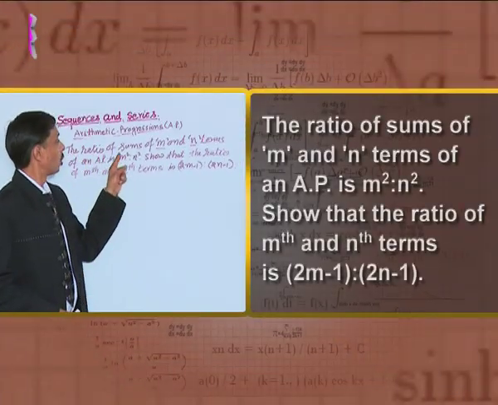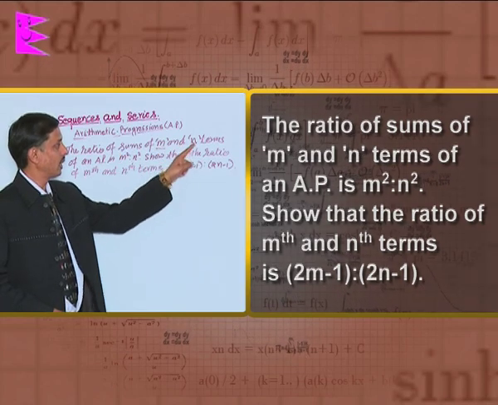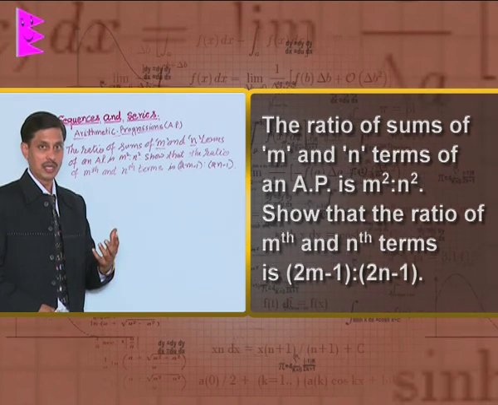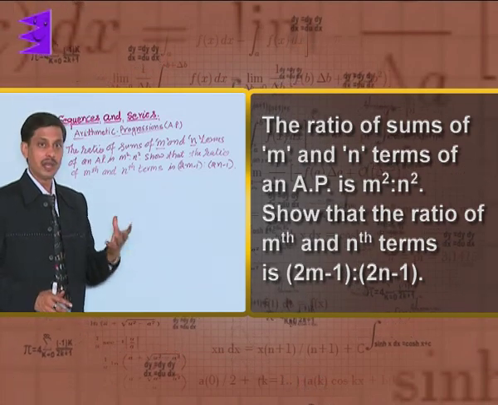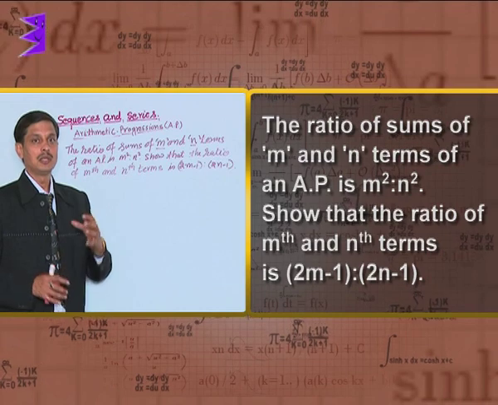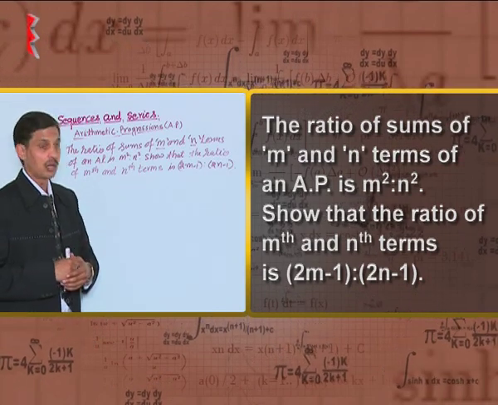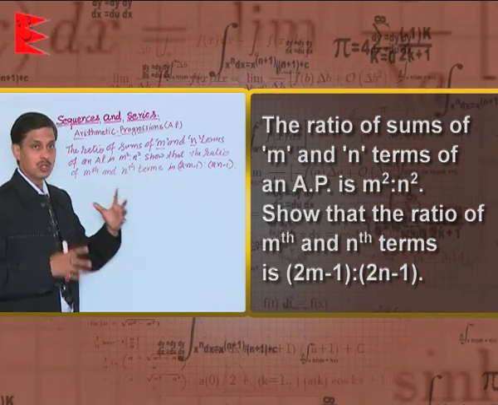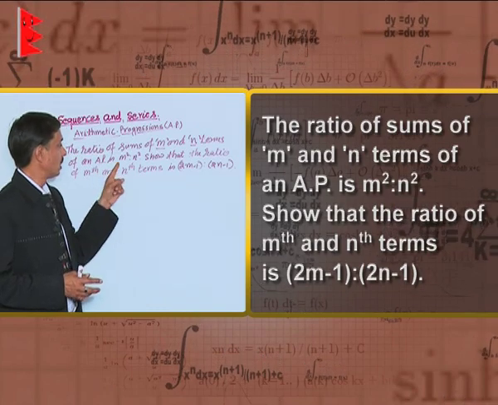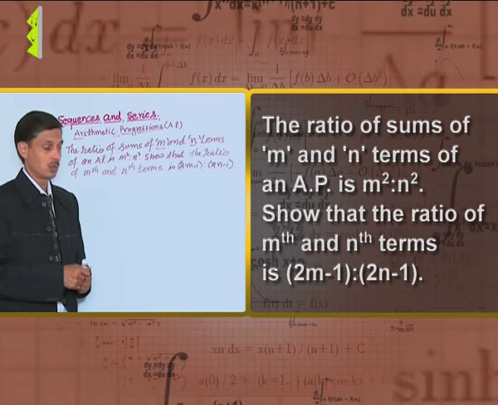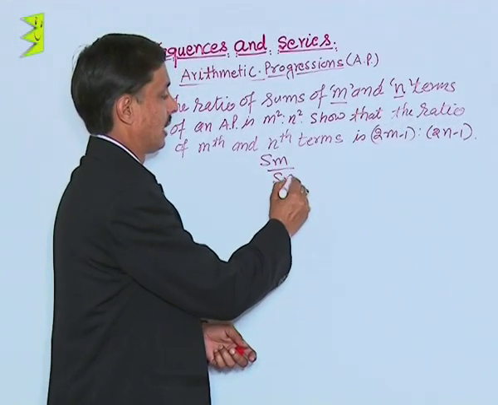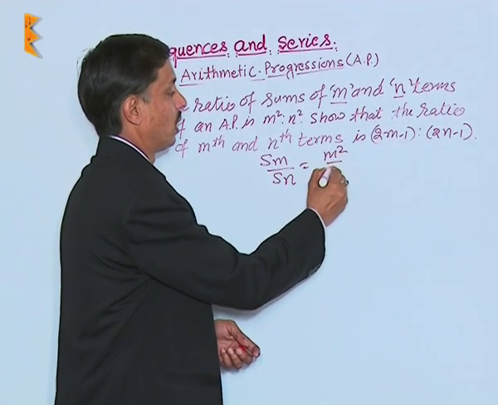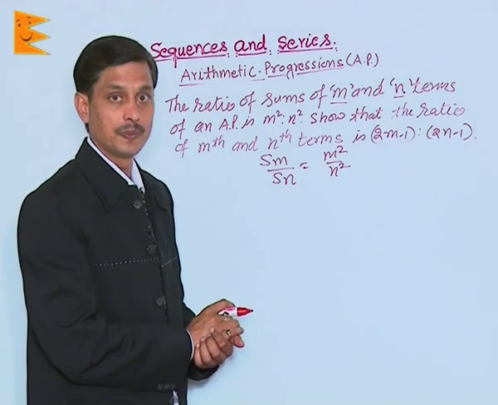Now one more problem based on Sn. The ratio of sums of m and n terms of an AP. We have one AP. First we have obtained the sum of m terms, then we have obtained the sum of n terms. The ratio of these two terms is coming m square is to n square. That is Sm upon Sn is m square upon n square.